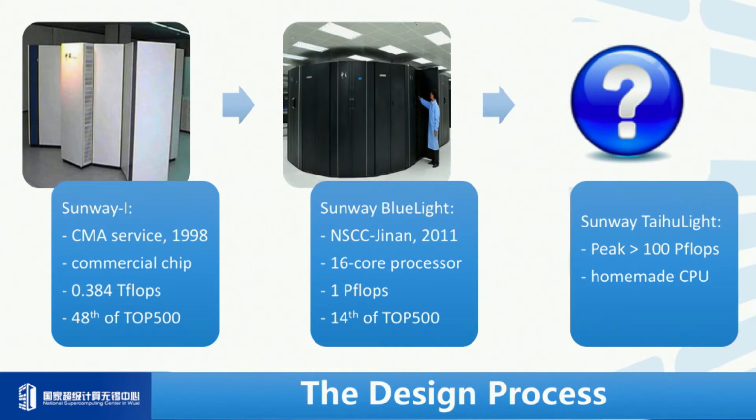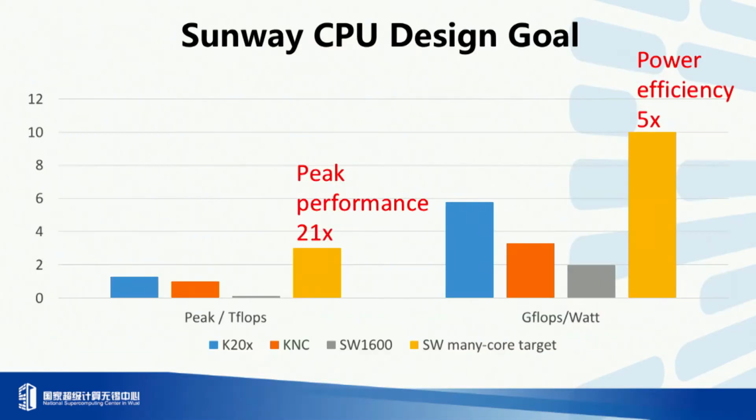So actually the first question is to design a competitive processor that can actually support this kind of supercomputers. Around that time, 2012 or 2013, a lot of the leadership supercomputers are already taking many core architectures. As you can see here, we have K20 for the Titan, and we have the Knights Corner for the Tianhe-2. Their peak performance is somewhere around 1 teraflops, with a power efficiency from 3 to roughly 5 or 6 gigaflops per watt.